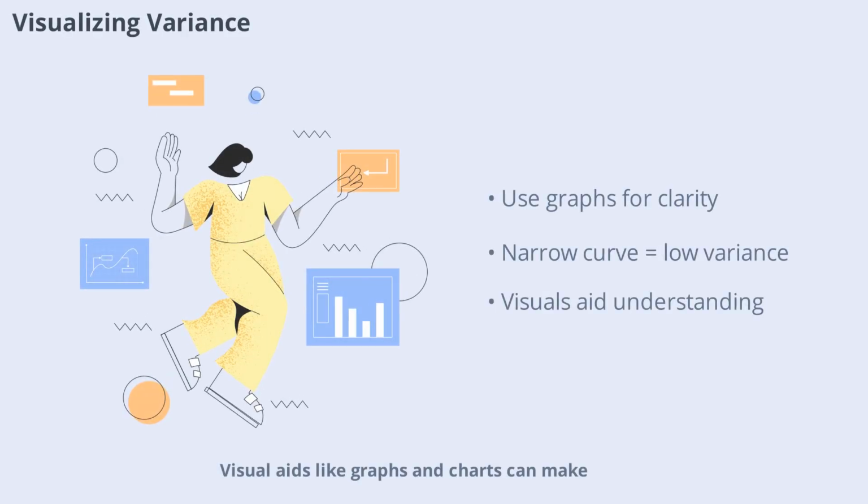Visual aids like graphs and charts can make it easier to understand variance and standard deviation. For example, a bell curve shows how data is distributed around the mean. A narrow curve indicates low variance, while a wide curve shows high variance. These visuals help make abstract concepts more concrete and accessible.